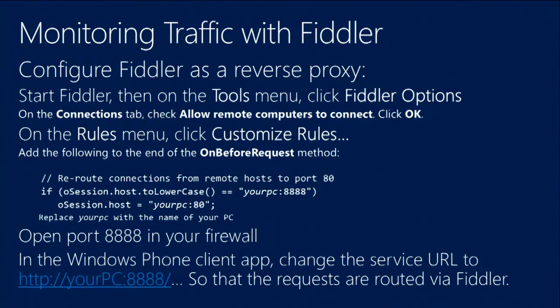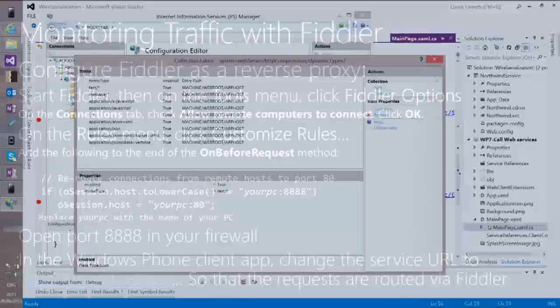And we need to do some configuration on that as well in order to be able to monitor stuff that's going from the emulator to our service. The first thing you need to do on Fiddler is to allow remote computers to connect. And again, I'm going to switch over to my machine just to show you this.